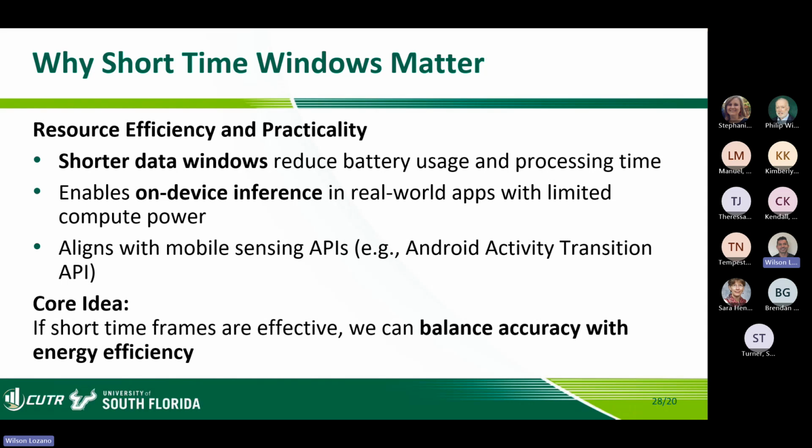Aligned also with mobile sensing, Android specifically has something called the Activity Transition API that can be used as a trigger for a short burst of data collection. So the core idea here is, if short time frames are effective, we can balance accuracy with energy and efficiency.